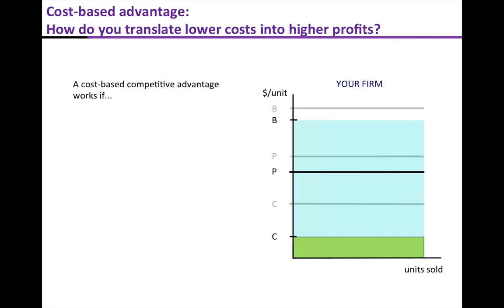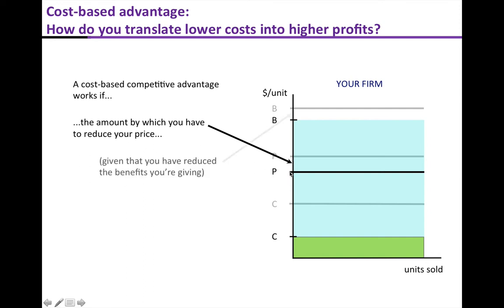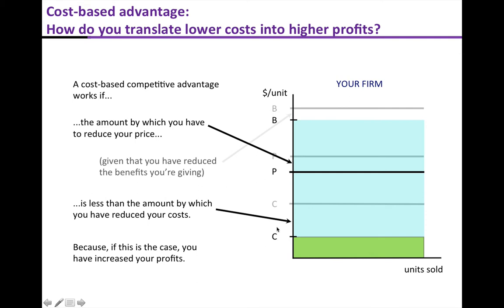Okay, cost-based advantage. So a cost-based competitive advantage works if the amount by which you reduce your price, see the old price is this gray P here, you're reducing your price to a lower price, given that you actually are reducing the benefits that you're creating, so presumably you're offering a lower price and you're not giving as much to the consumer as a result, is less than the amount by which you have reduced your costs. Because in this case, you've actually increased your profits.